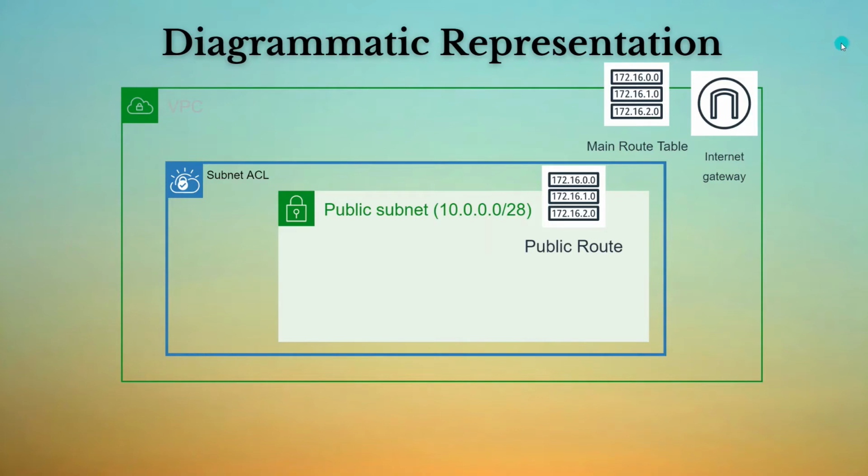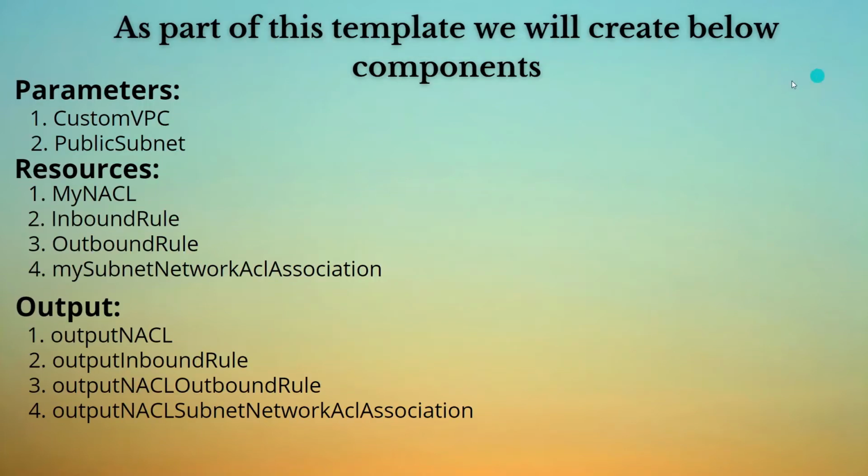So let's go ahead and see what components we would require as part of our template. We would require two parameters: our VPC ID and the public subnet that has already been created. Apart from the parameters, we also have to launch 4 resources. First, we will create a network ACL. Once the network ACL is created, we will create an inbound and an outbound rule for that network ACL, which will be directly associated with it. After that, we are going to associate this network ACL with the public subnet that has already been launched. So that's the resource part.